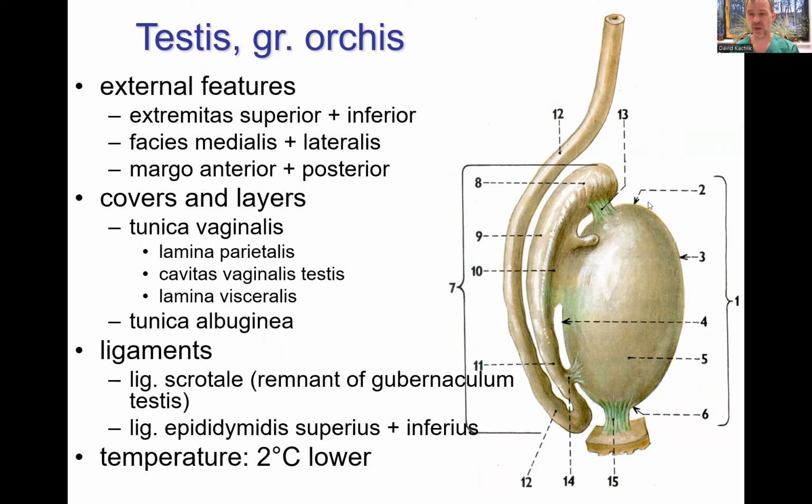So externally, you can easily describe superior pole and inferior pole. Then two margins, anterior and posterior, and it's a bit flattened, so that two testicles can be located inside scrotum between two thighs, so that we have a medial and lateral surface.